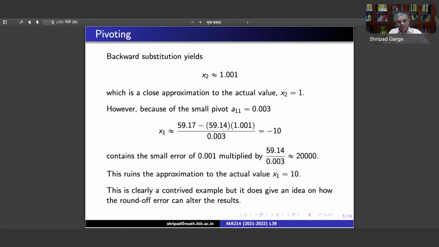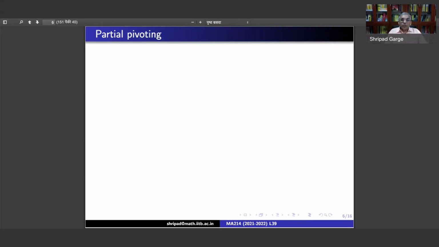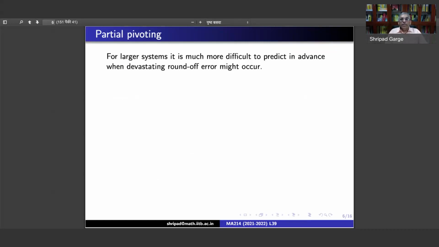Of course, you may say that this is an example which is contrived, an example which is cooked up. Indeed, that is true. This is an example which is cooked up just to tell you how bad these things can go, but it does give you an idea of how the round-off error can alter the results. So then what we do is that we go to partial pivoting.